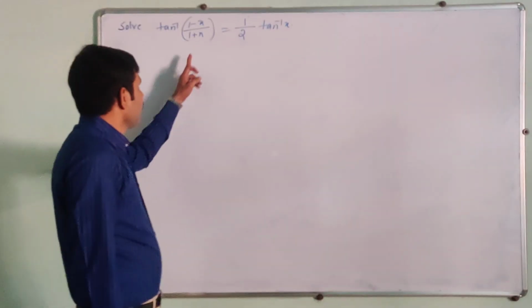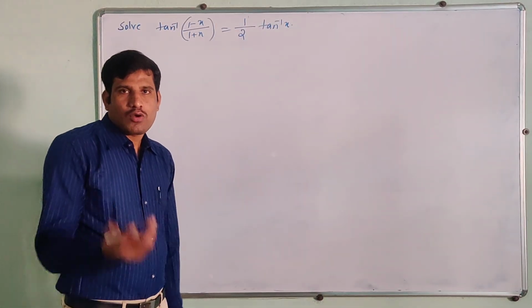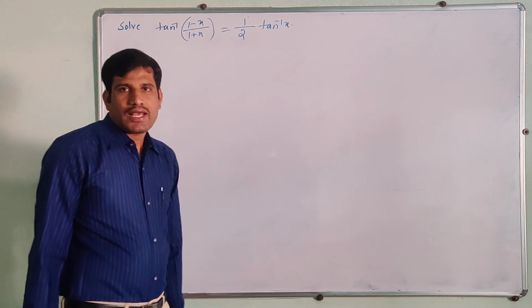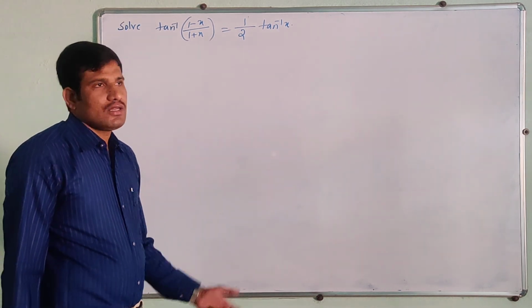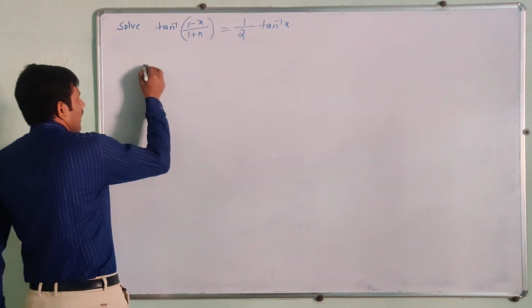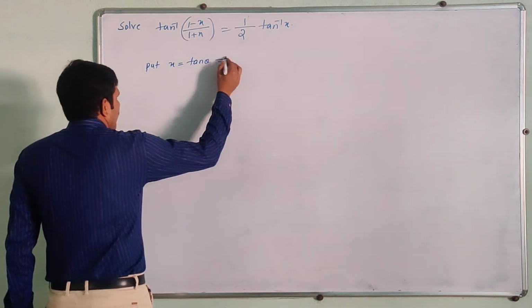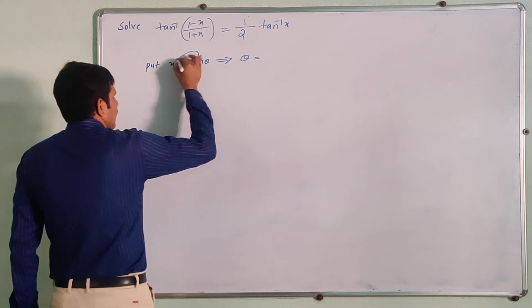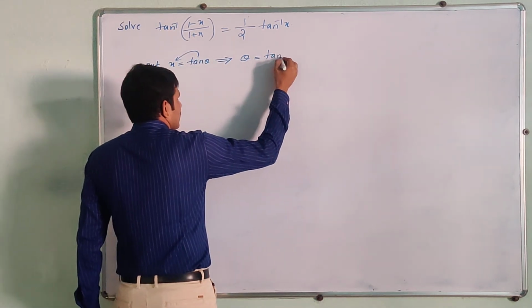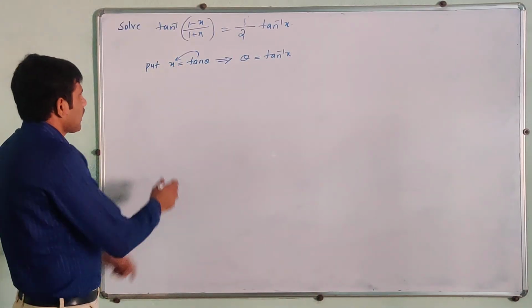Already I told you, when we have 1 plus x and 1 minus x, the common substitution is either x is equal to cos theta or tan theta. So here I put x is equal to tan theta. When you put x is equal to tan theta, what is theta? Theta is nothing but tan inverse of x.